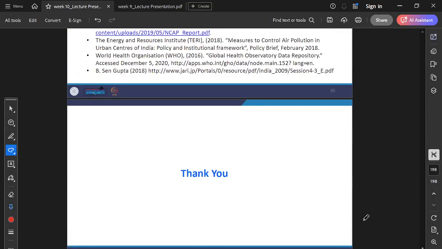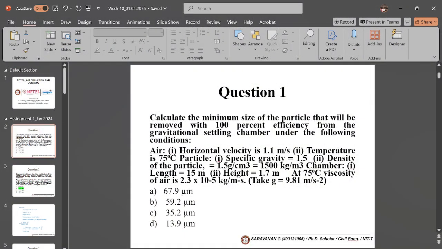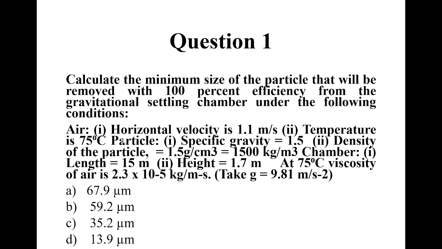So I'll go with this older assignment problem once. Can you try to solve this? First question is related to calculating the minimum size of the particle that will be removed with a 100% efficiency. So they are asking, eta equal to 100% they given. They are asking minimum size of the particle. So diameter of the particle they are asking. So we know the formula, power 1 by 2 formula that we know. So just fit all the values from here. So just find the value.